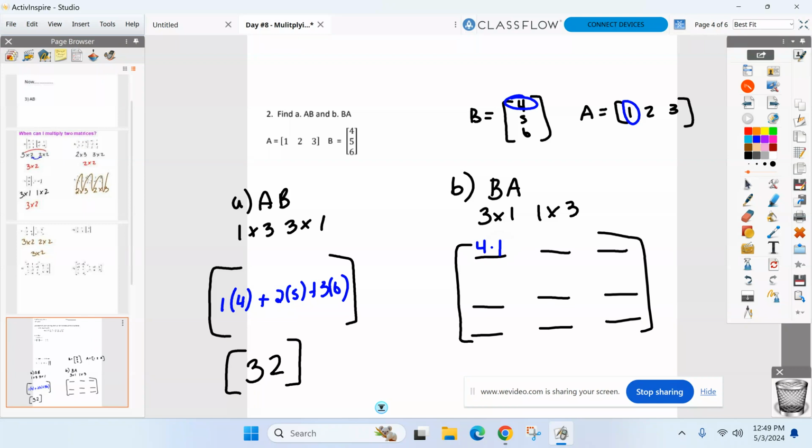Row times column. Where do you want to go? Across or down here? Anybody? You want to go down? All right, now I do 5 times 1, right? 6 times 1.